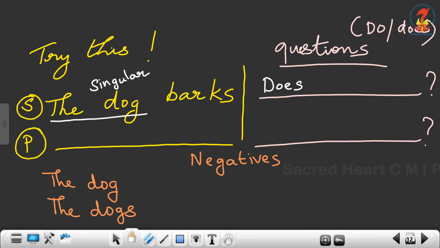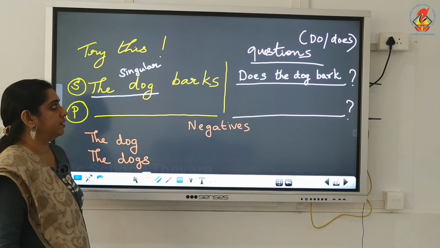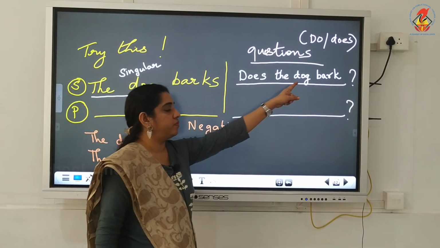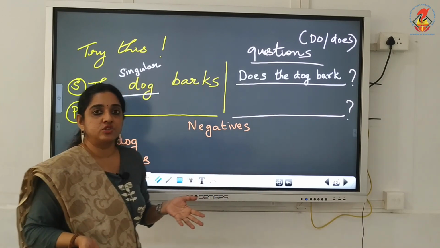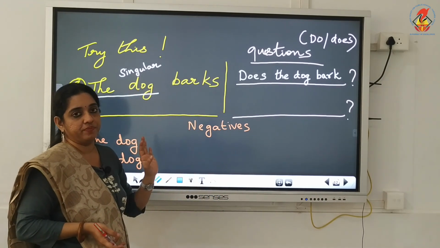Does the dog, what is the verb? Barks, is it? So, I should not use s, I should use the original form. Does the dog bark? Original form of the verb. Okay, original form means a verb form without any fluctuations like s, es or ies, original form.